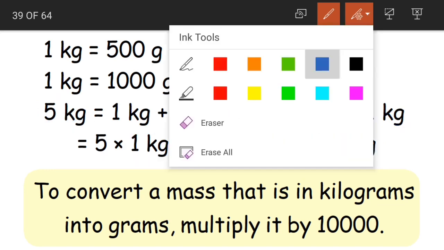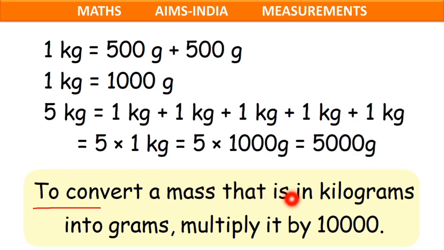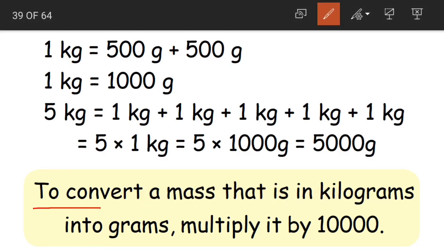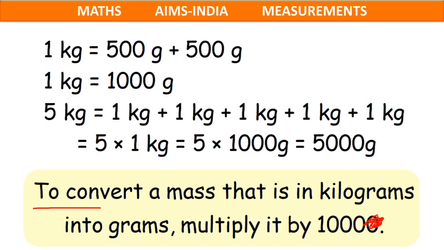So from this what can we conclude? We can conclude that to convert a mass that is in kilograms into grams, multiply it by 1000. It is the same as converting what? Converting kilometers into meters. If you are perfect with converting kilometers into meters, you can convert the given kilograms into grams, children. The relationship is the same here. We have to multiply by 1000 in both the cases.